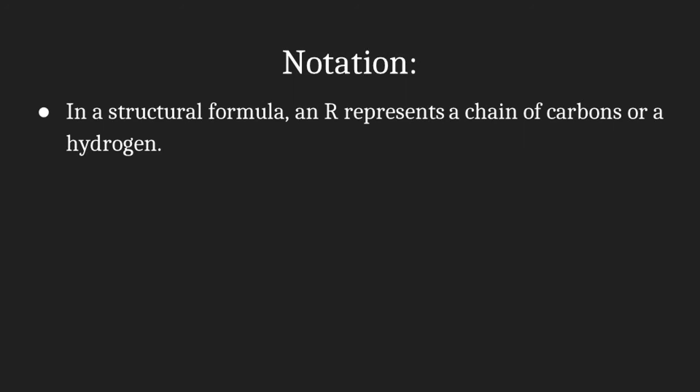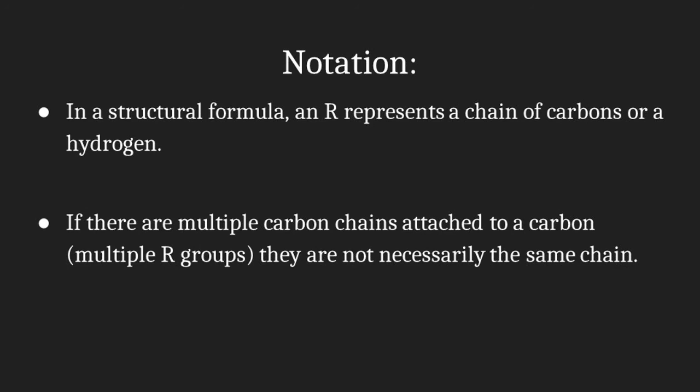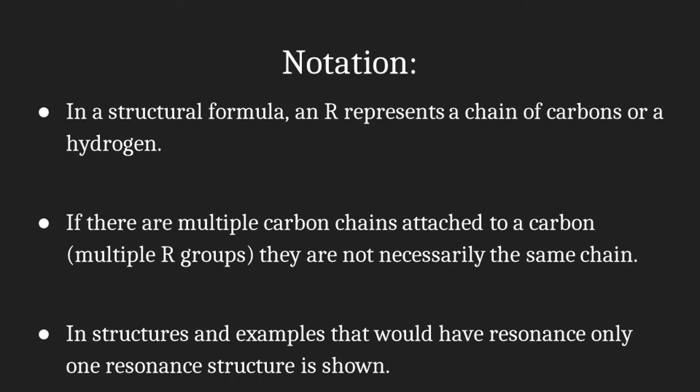Before moving forward, it's best to reiterate some notes on notation that will be used in this video. In the structural formulas, an R will represent a chain of carbons or a hydrogen. If there are multiple carbon chains attached to another carbon, there will be multiple R groups, but they are not necessarily the same. So just because you see two R groups doesn't mean that they are the exact same chain. And in structures that would have resonance, meaning that the structure could be drawn multiple ways, only one structure will be shown for simplicity. So the first group that we are going to talk about are hydrocarbons.